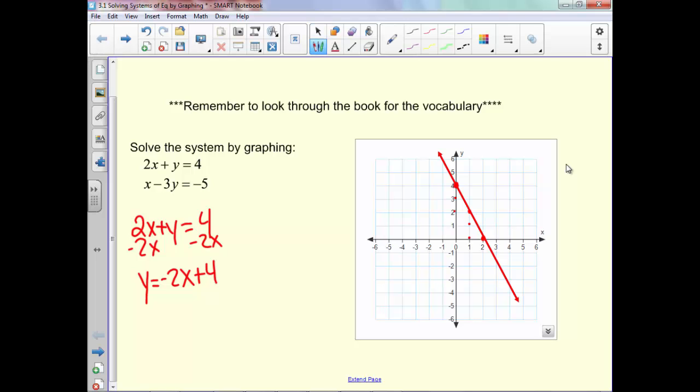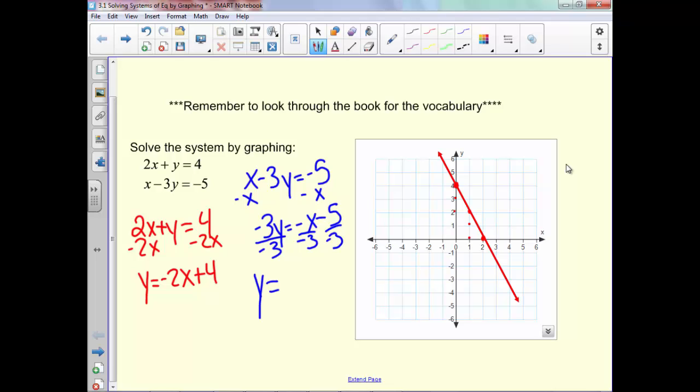Now let's look at the second one. We've got x minus 3y equals negative 5. Subtract our x over. Divide by our negative 3. But remember, 5/3 is the same as 1 and 2/3. And so now we're going to graph that by going up 1 and 2/3. And then up 1 over 3.